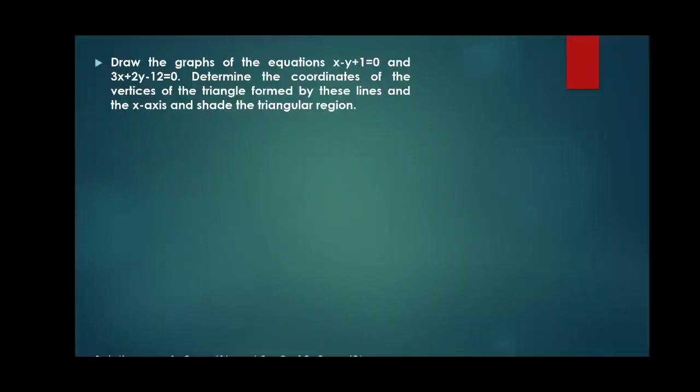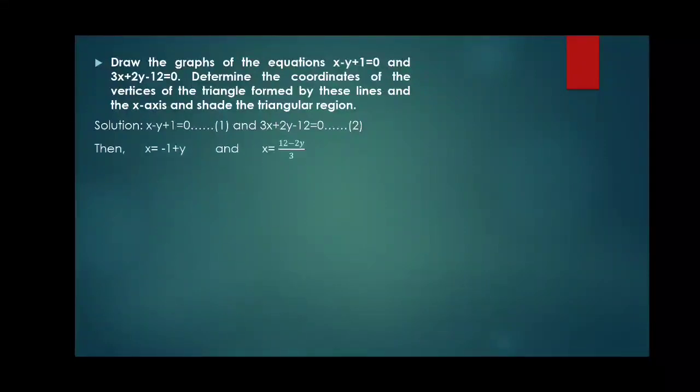So here, first, solution: write the equations. x minus y plus 1 is equal to 0 is the first equation, and 3x plus 2y minus 12 is equal to 0 is our second equation. Then rearranging the equations, we get x is equal to minus 1 plus y. The first equation will be rearranged like that, and for the second equation, on rearranging, x is equal to (12 minus 2y) whole divided by 3.